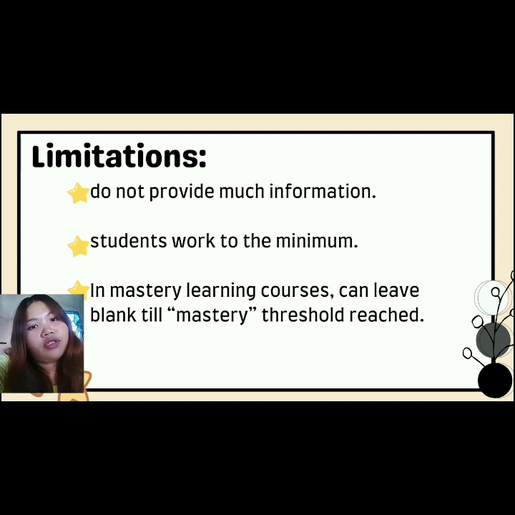Of course, this type of grading and reporting system has cons or disadvantages. First, it doesn't provide much information. It doesn't provide a concise figure of students' performance level. It also leaves a mystery of which area the student should work on. In addition, it also makes students less competitive and less motivated to strive hard in learning.